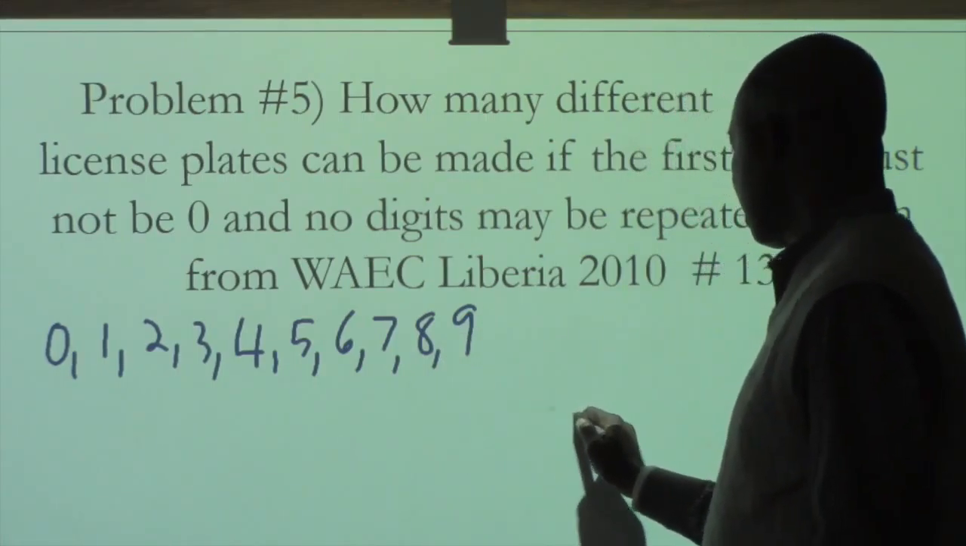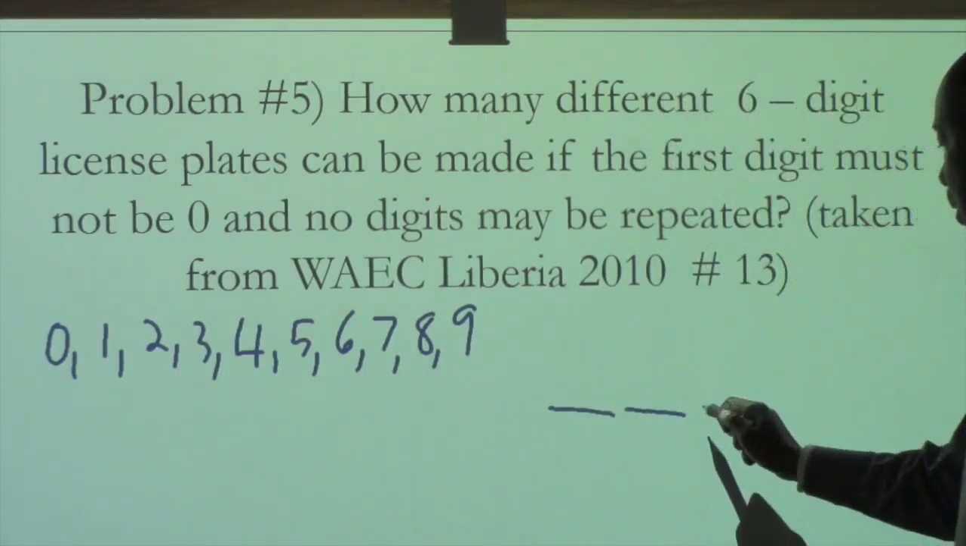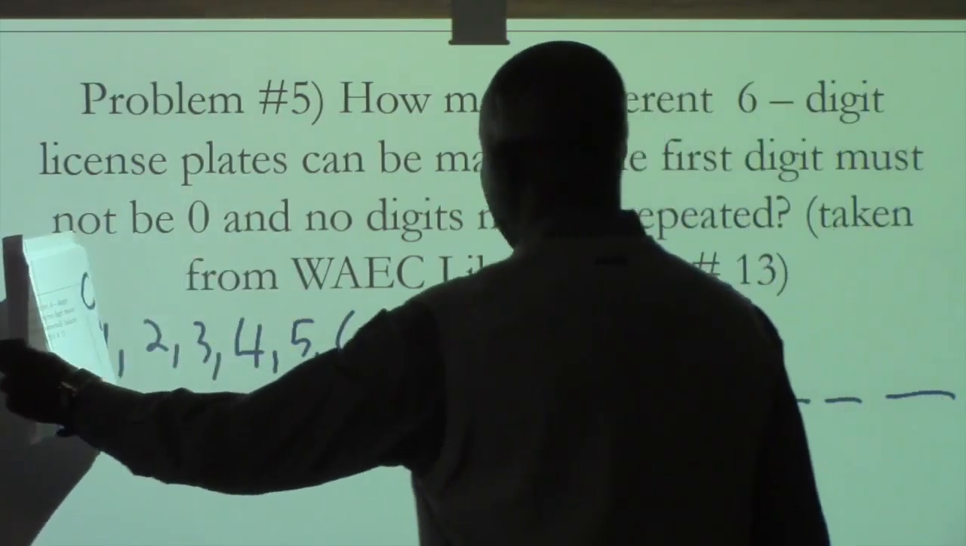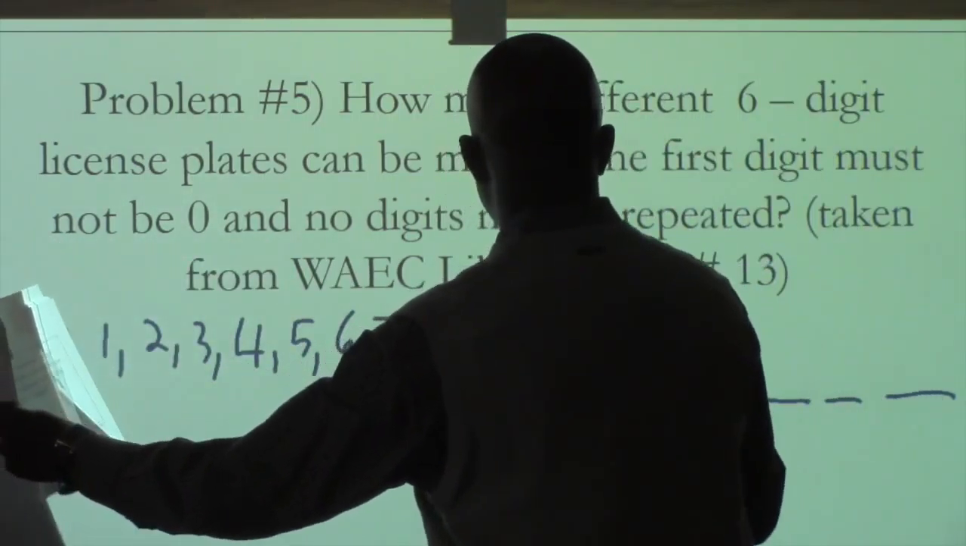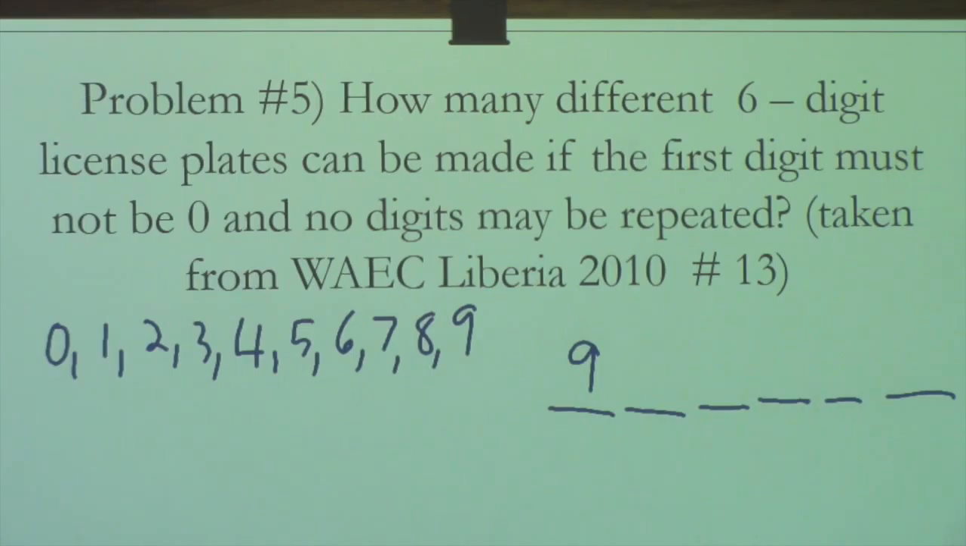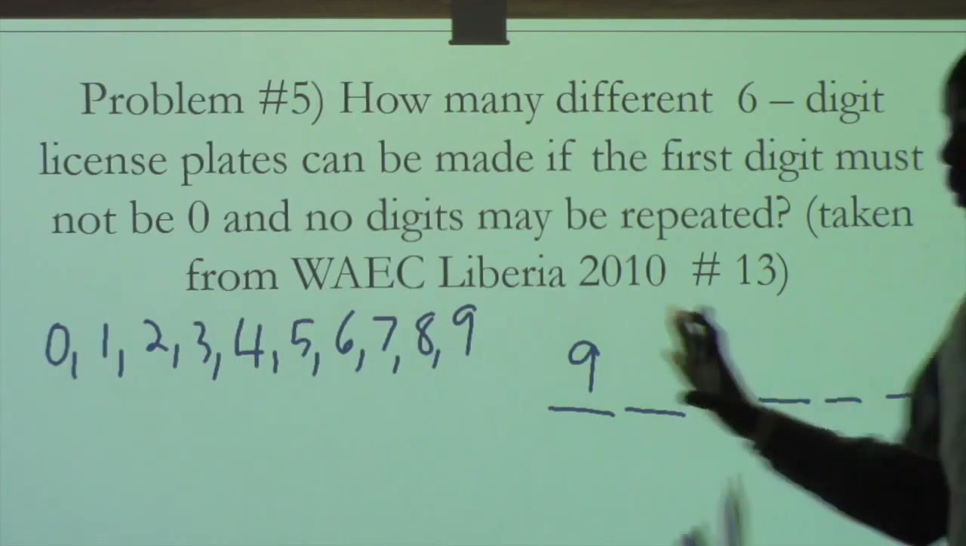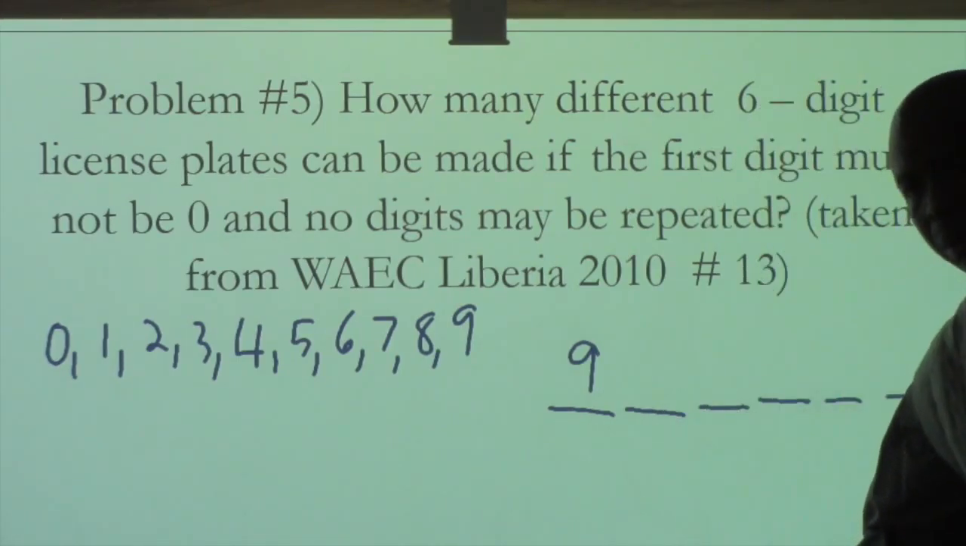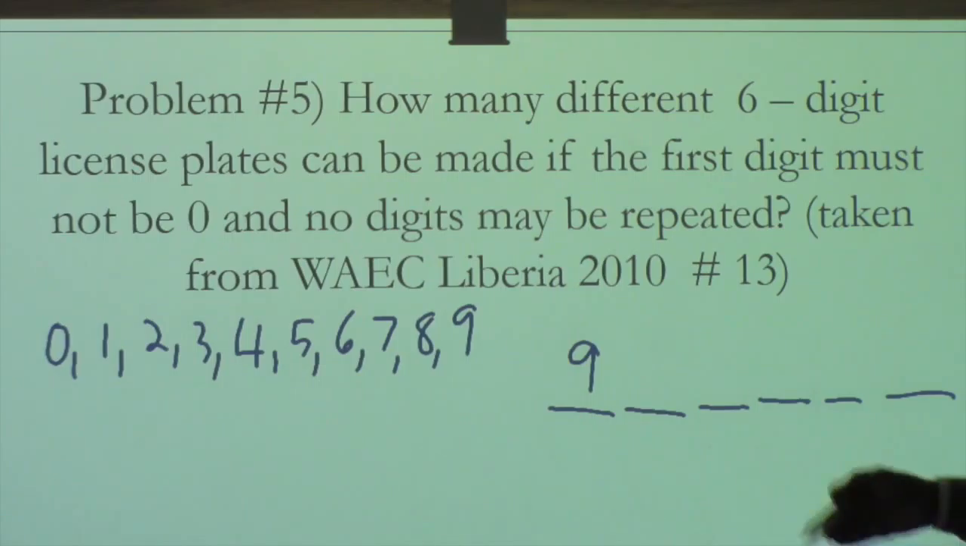So let's see. Let's fill up the slot. First digit, second, third, fourth, fifth, and sixth. So the first digit cannot be a 0. So you take off 0, you'll be left with 9 options. So the first slot could be occupied by any of the 9 numbers. Now, the second could be any one of these. But understand that one of them has already been taken out. So how many options do we have left? 9.